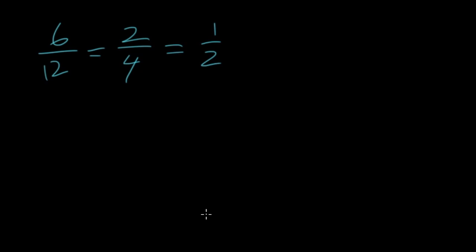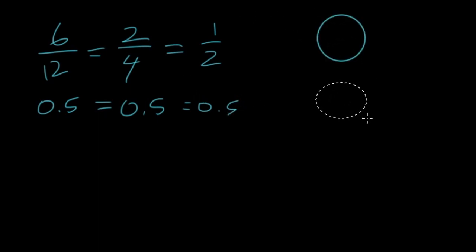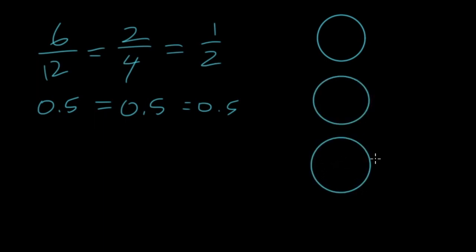Let's do one more example. What if I had, let's see here, 6 over 12, and 2 over 4, and 1 over 2. Are these all equivalent? Yes, they are. Because if I divide 6 by 12, I get 0.5, and that's equal to 2 divided by 4, which is 0.5, and 1 divided by 2 is 0.5. And if I drew them to see what they would look like visually, I would get the same answer. They would all look the same.